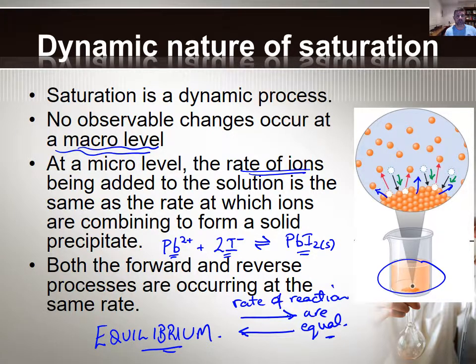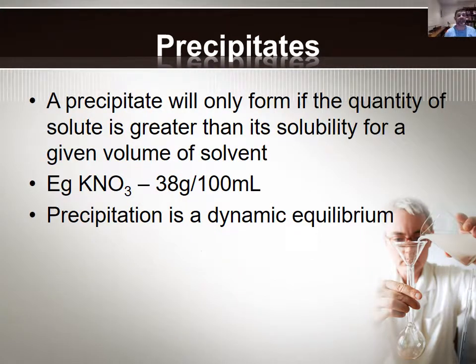So effectively, what we say is at the saturation point, the rate at which lead ions and iodide ions are forming lead iodide solid is equal to the rate at which lead iodide solid is producing lead ions and iodide ions. So this gives us a couple of important things to remember about any precipitation reaction. The first important point is that the precipitate will only form if the quantity of solute is greater than its solubility for a given volume of solvent.